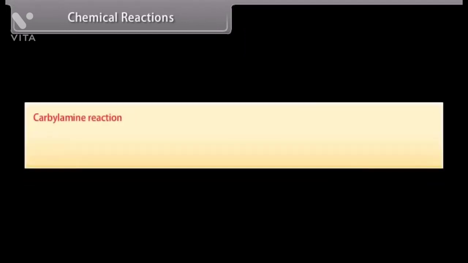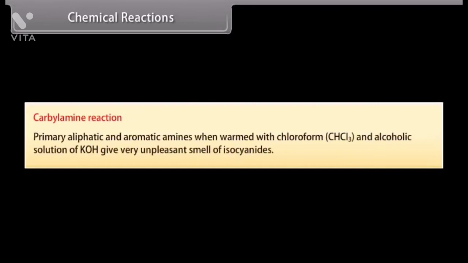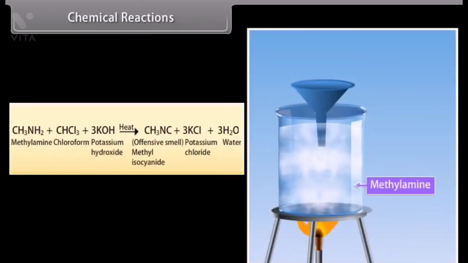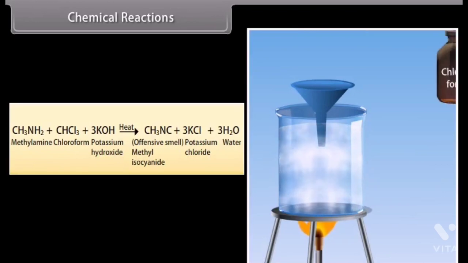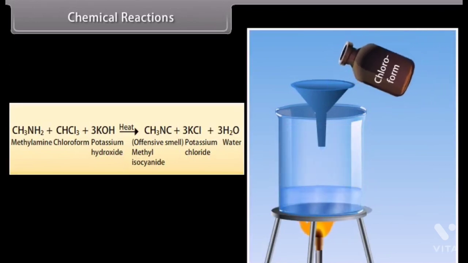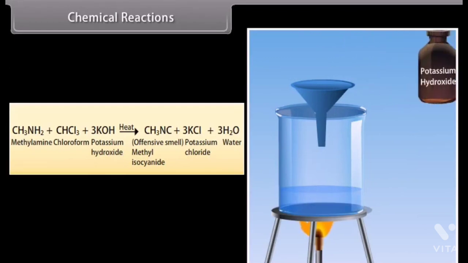Carbylamine reaction. Primary aliphatic and aromatic amines, when warmed with chloroform and an alcoholic solution of potassium hydroxide, give a very unpleasant smell of isocyanides. Chloroform and an alcoholic solution of potassium hydroxide react with methylamine and form methyl isocyanide, potassium chloride and water.